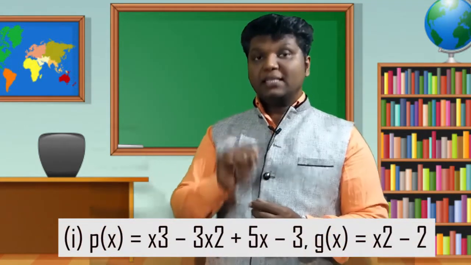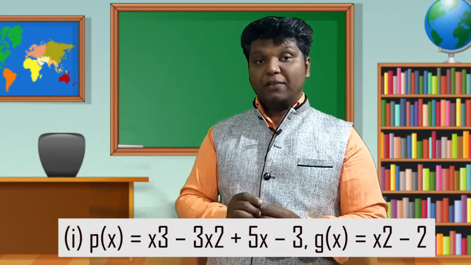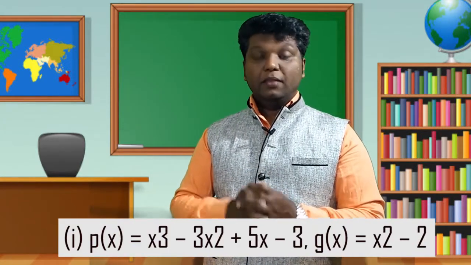So let us go to the first exercise, exercise number 2.3, the very first question. Here you can see there are some polynomials given, and in these polynomials you have to divide the p of x by g of x. Check out the first question. The first question is x cube minus 3x square plus 5x minus 3. That is the p of x given.